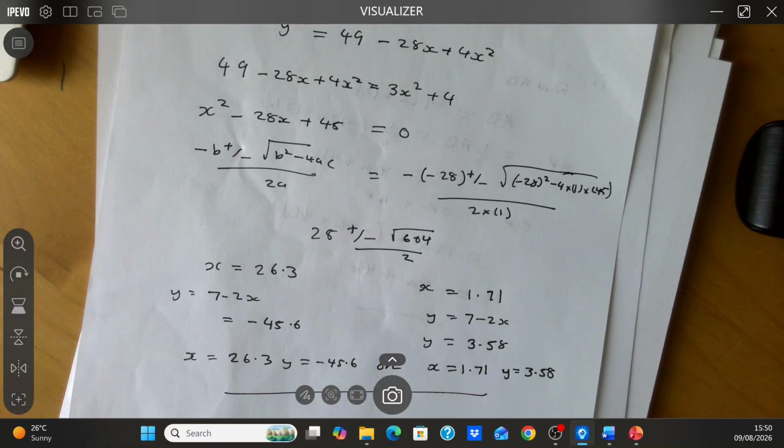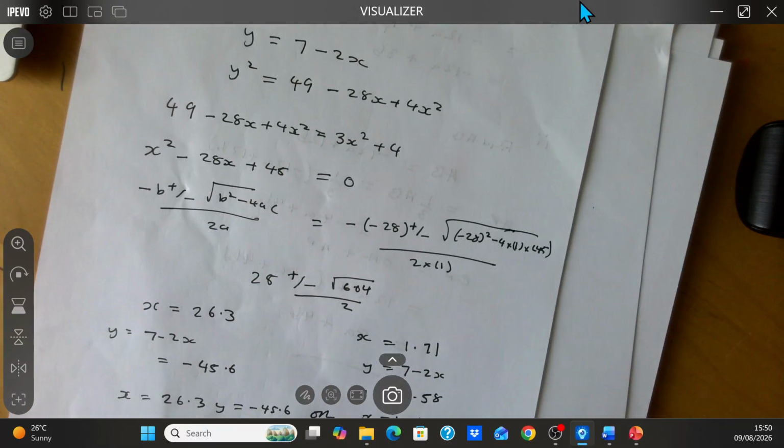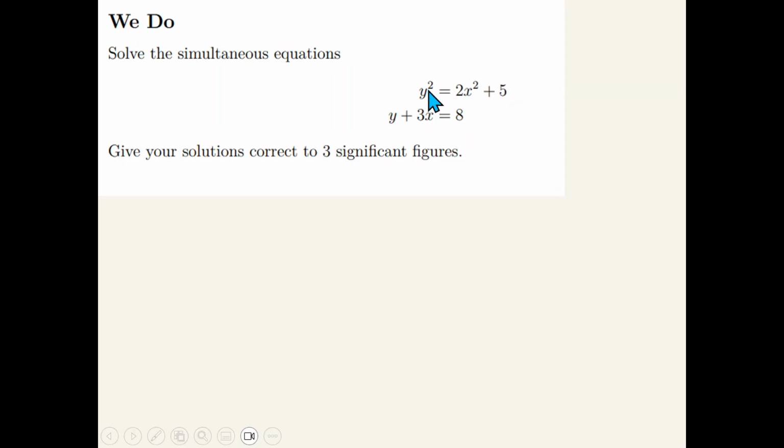Right, quite straightforward, especially if you can use your calculator for the quadratic formula, and you're good at that, which again is a grade 6, 7 skill that I'd expect you to be able to do if you're aiming for that 7. Right.